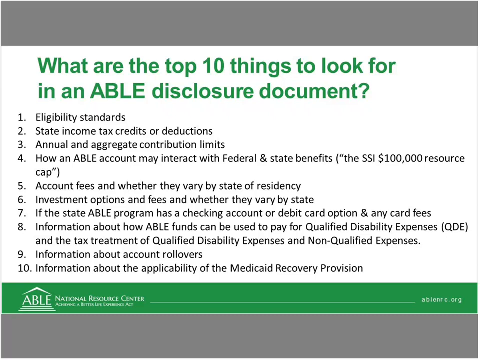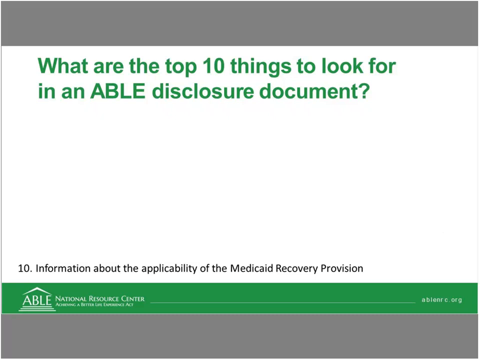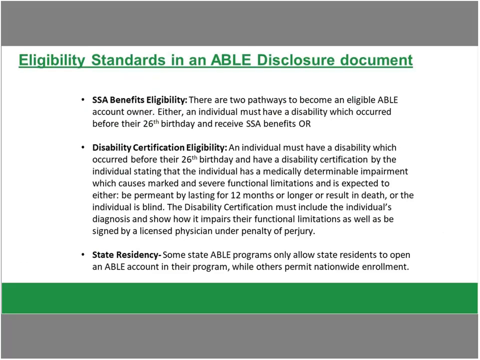So I want to keep moving here because I want to have enough time to take questions at the end, but I did include a breakdown of each of those individual top 10 things to look for to give you examples of what they might look like when you're reading through those documents. So we have a page, and these slides will be up on the ABLE National Resource Center within the next week, so you can take your time and go through each one of those top 10 things to look for in more specificity through these slides.